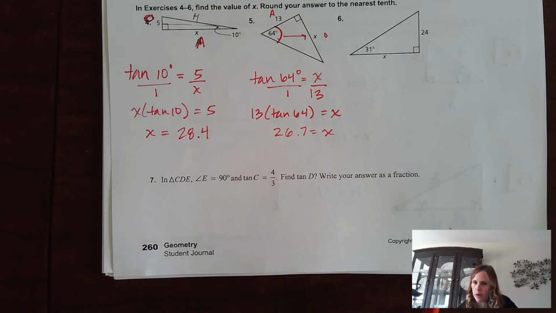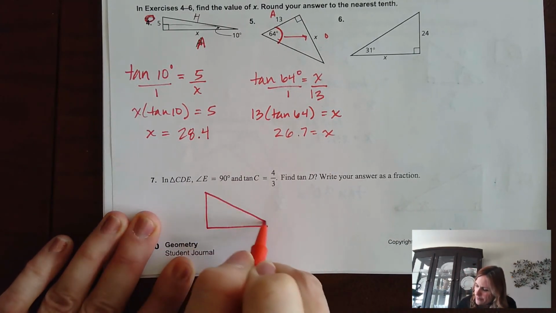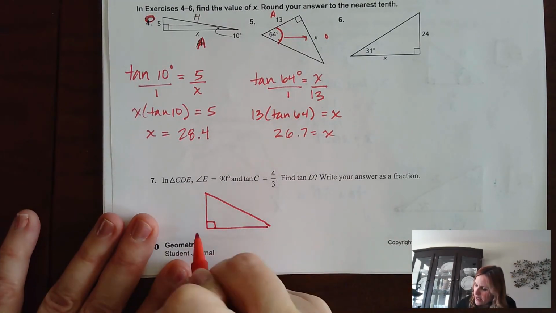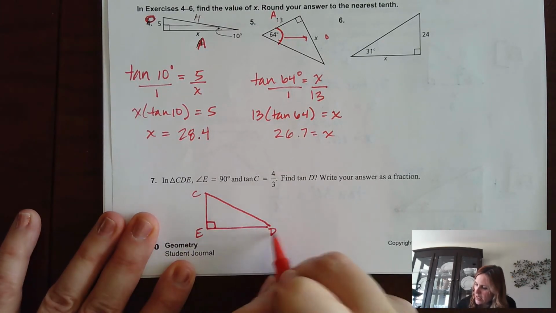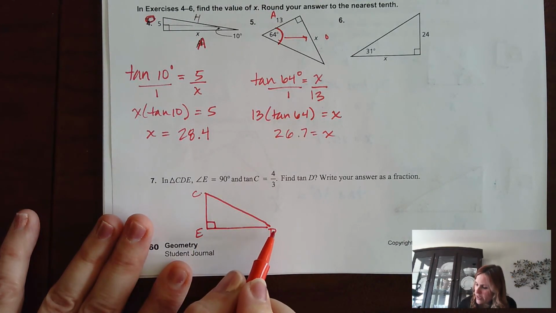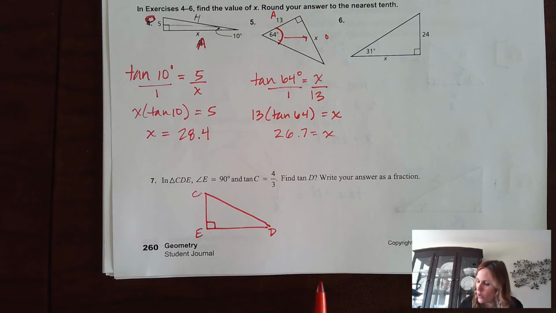So what I'm asking you to do here is to draw a right triangle, okay? And so CDE has to have your right angle. In order for them to be in order, it needs to go CDE. Well, I guess it could go CDE, it doesn't really matter. So I guess you put C and D wherever you want.